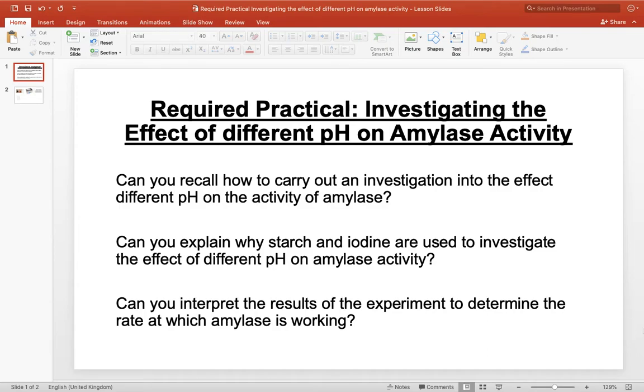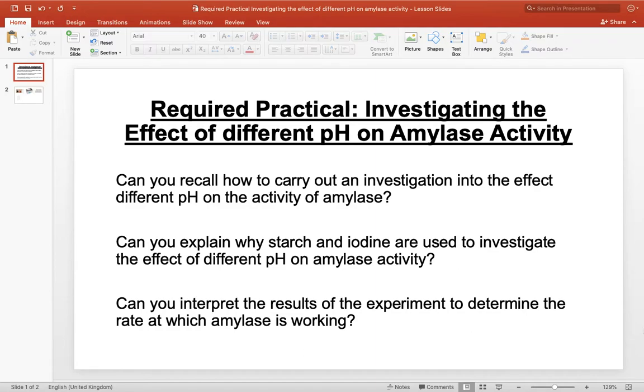In previous lessons we've looked at enzymes and how they work, we've looked at the digestive system, and today we're going to look at Required Practical 5, where you are expected to investigate the effect of different pHs on amylase activity. So by the end of this lesson you should be able to recall how to carry out an investigation into the effect of different pHs on the activity of amylase.